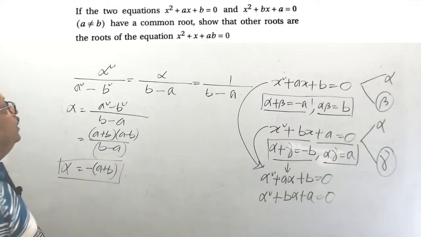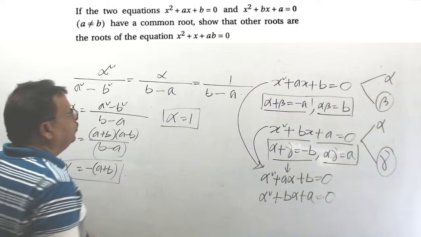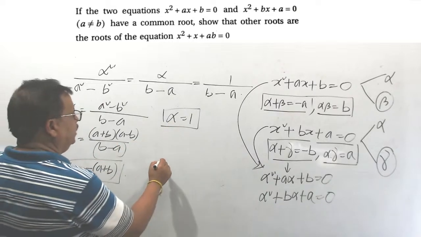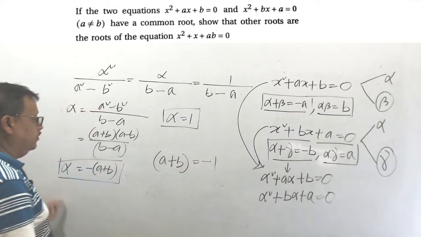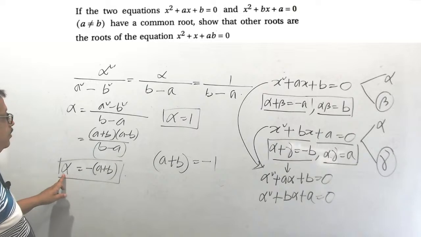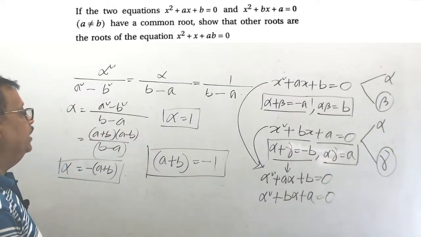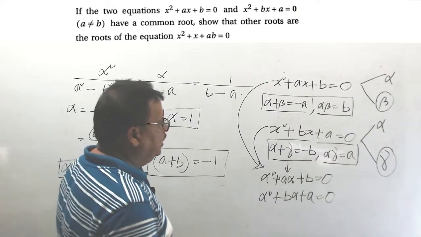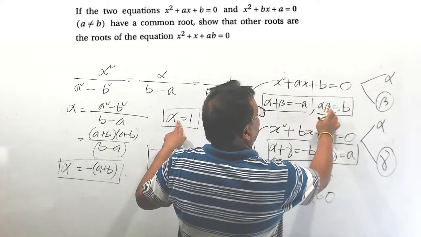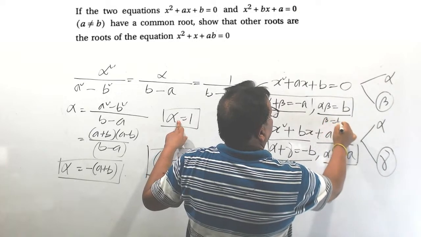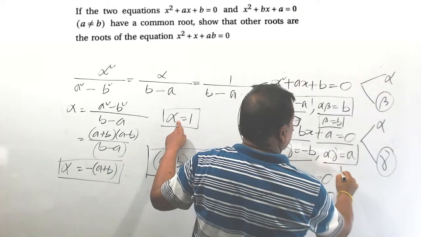Again comparing from these two, you are getting alpha is equal to 1. Understood? Put the value of alpha here. That means you are getting a plus b is equal to minus 1, since alpha is equal to 1. So you got these values. Now since alpha is equal to 1, beta is equal to what? b. Got the values? Alpha is equal to 1, so gamma is equal to a.